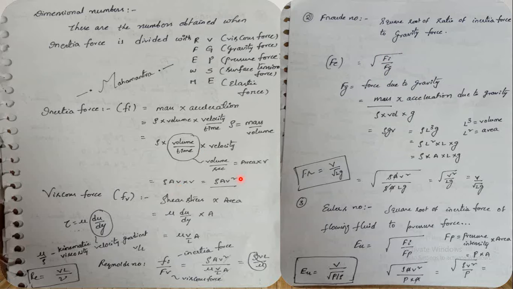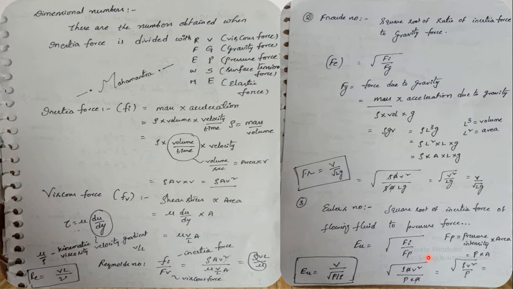Coming to the Froude number, it is the square root of the ratio of inertia force to the gravity force. So what is the gravity force? Force due to gravity is the mass into acceleration due to gravity, rho into volume into g. We can write volume as L cube and area as L square. Writing it here, rho L square into L, rho L cube g. And finally, see the cancellations. Finally we get the Froude number as V by root of L g.